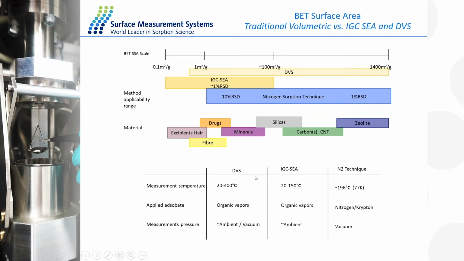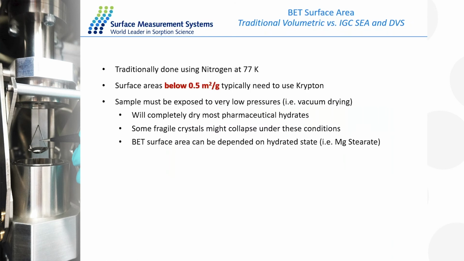And in case of the DVS, if need be, we can also introduce a vacuum to the system. For the nitrogen sorption technique, of course, you need nitrogen. However, with the DVS and iGC-SEA, we can use other vapors, a range of different types of vapors. So like I mentioned, the nitrogen sorption technique carries out BET surface area analysis for quite higher surface area material. And if you wish to analyze materials below 0.5, you need to use krypton.